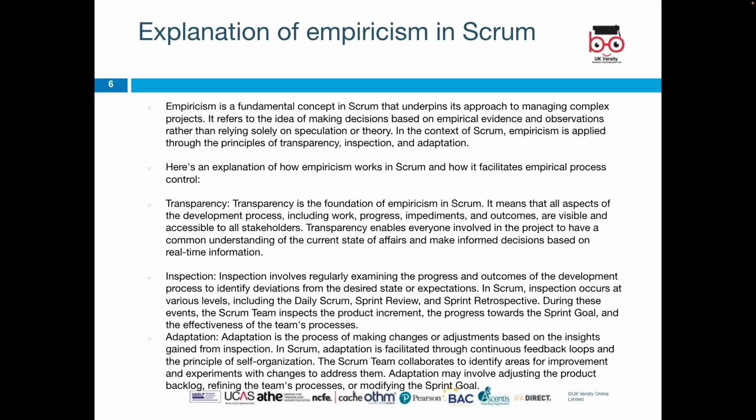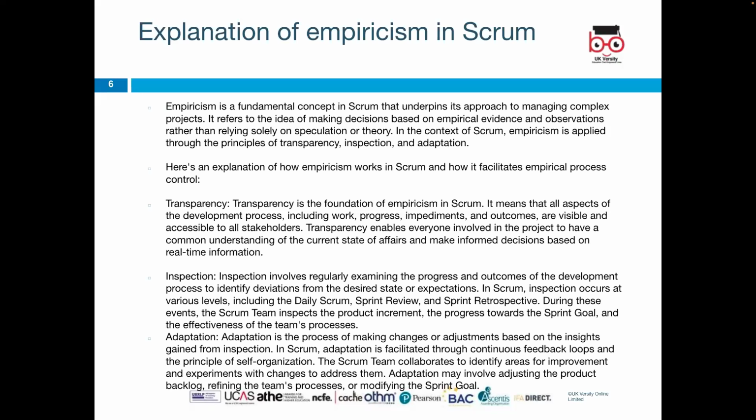Transparency. Transparency is the foundation of empiricism in Scrum. It means that all aspects of the development process, including work, progress, impediments, and outcomes, are visible and accessible to all stakeholders. Transparency enables everyone involved in the project to have a common understanding of the current state of affairs and make informed decisions based on real-time information.